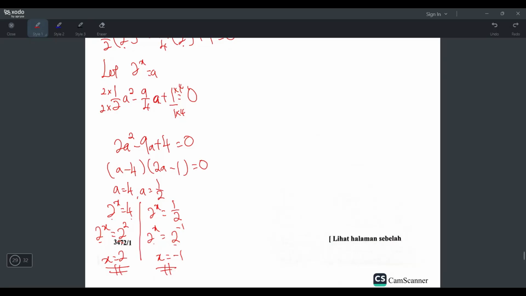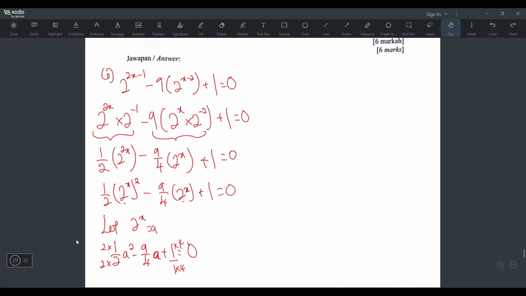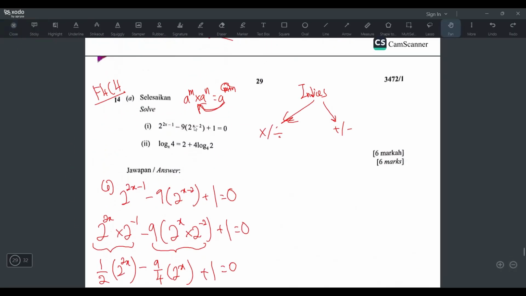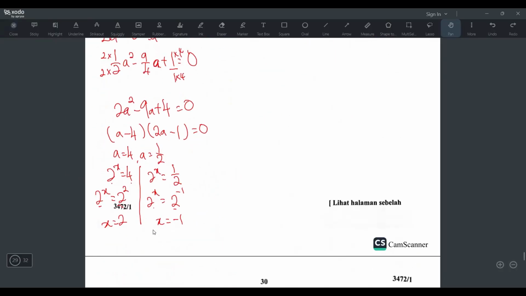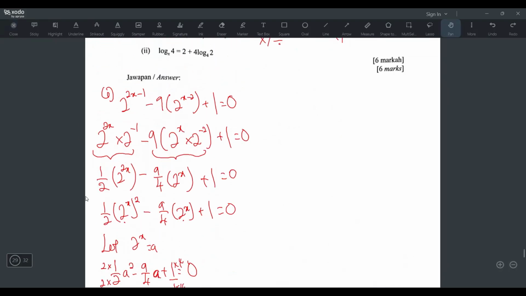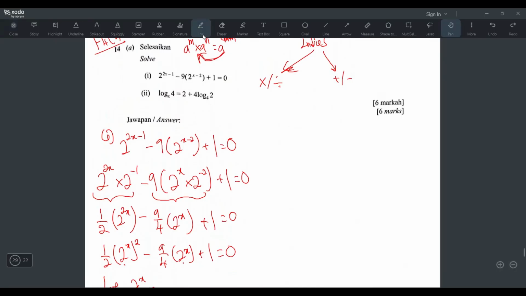Okay, I don't think you can reject one of the answers. I don't think you should reject, because x can be negative. x is the power, right? Who says the power cannot be negative? It can also. So you don't reject. Both answers are accepted. You have two answers. All right, I'm done with that.